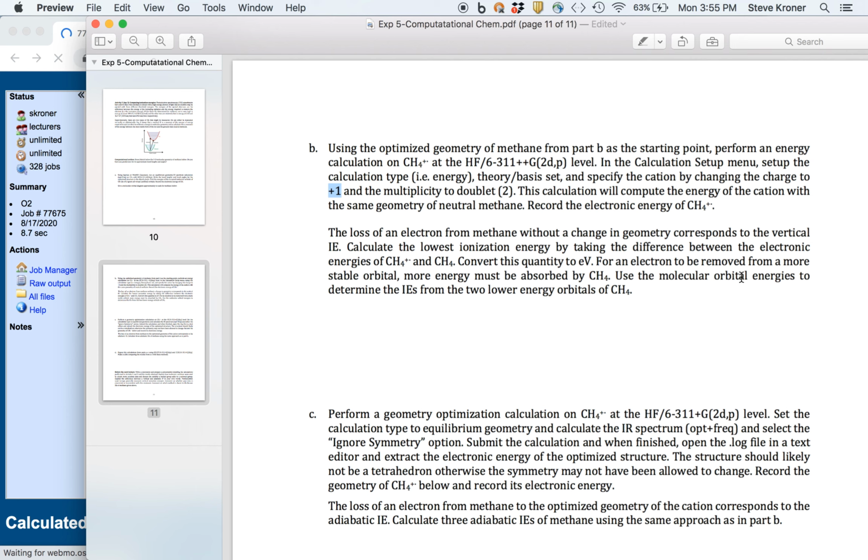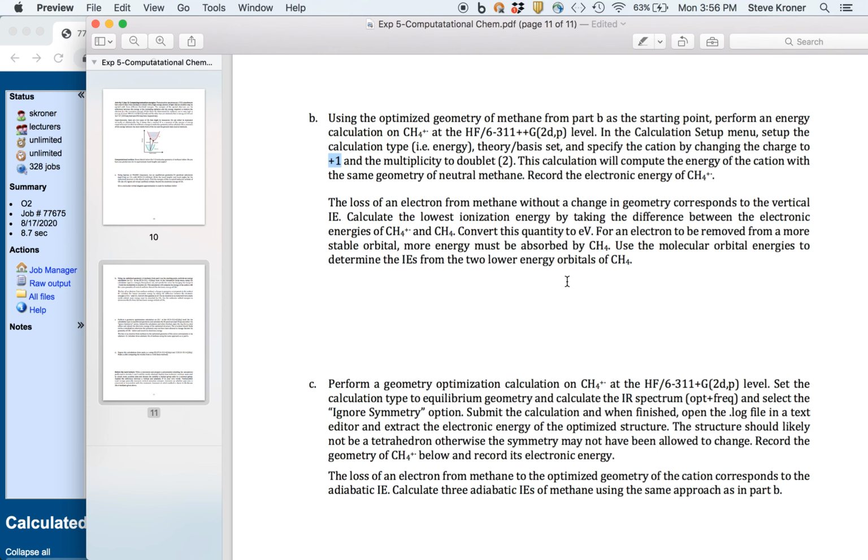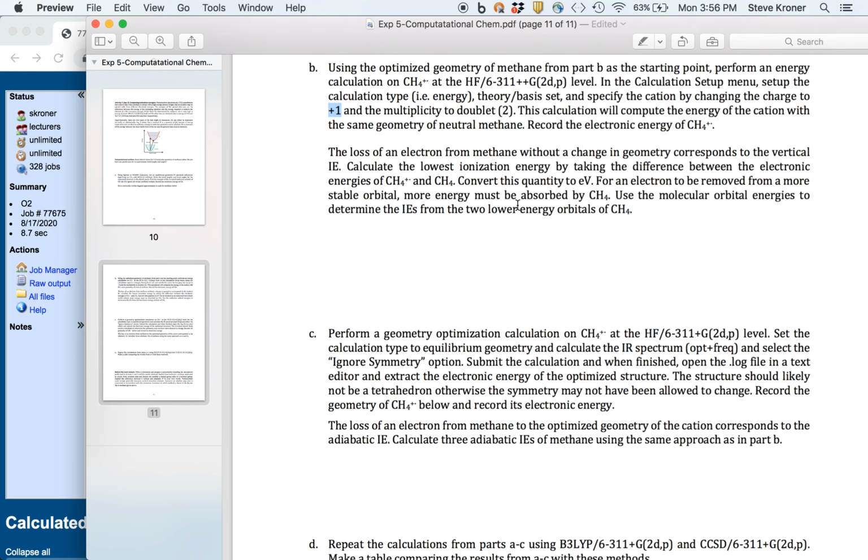One unpaired electron has spin one half. Half times 2 is 1, plus 1 is 2. So our multiplicity calculation for singlet versus doublet versus triplet is 2 times the total spin of the molecule plus 1. This calculation will compute the energy of the cation with the same geometry as neutral methane, and from there you can go through some of the data analysis.